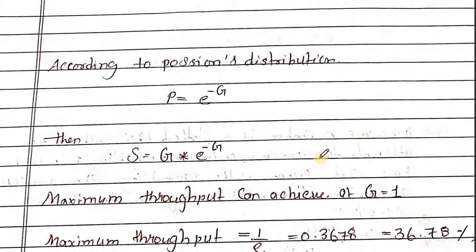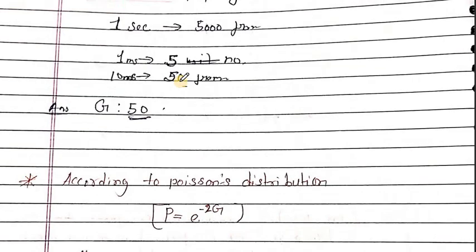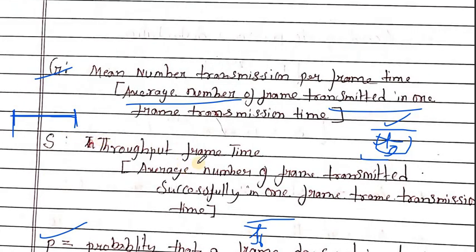Here, according to the Poisson distribution, this is the formula of P. When putting the value of P in the formula, we get this. P is the probability, S is the throughput, as we saw in the previous lecture.